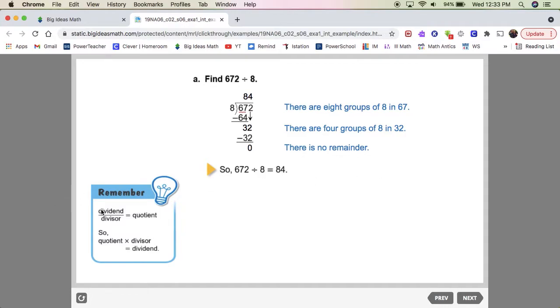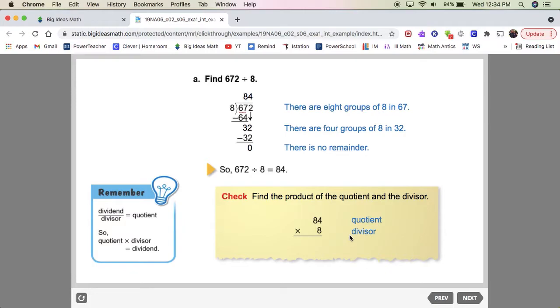So just remember, the dividend divided by the divisor gives you the quotient. And because multiplication and division are inverse operations, you can take the quotient, multiply it by the divisor, and it'll give you back the dividend, the big number or whatever you started with. Don't always assume, but yes, it will go back to the original number. And remember, a fraction is just a division problem. Remember, I showed that to y'all one day in class. You can check your answer. There you go. That's how you check your answer.